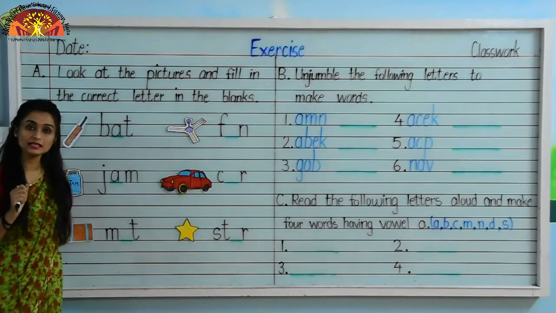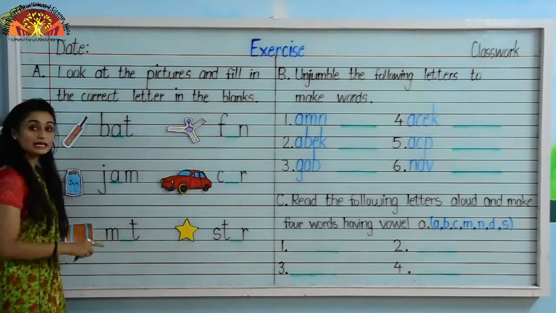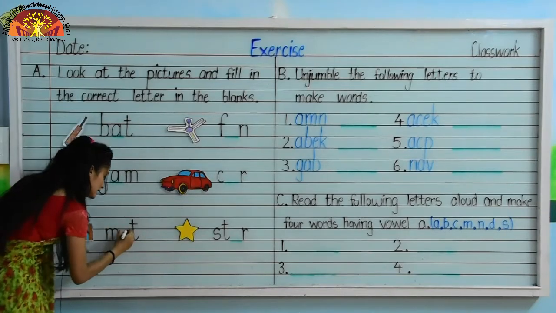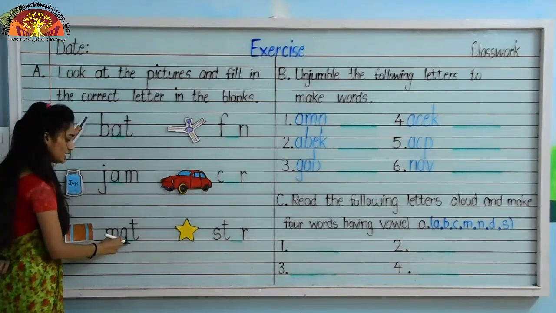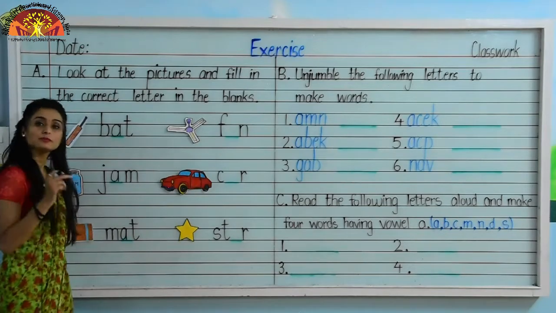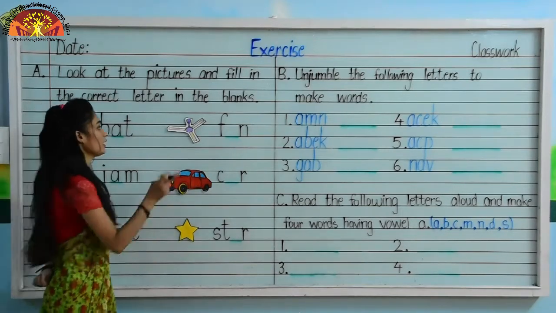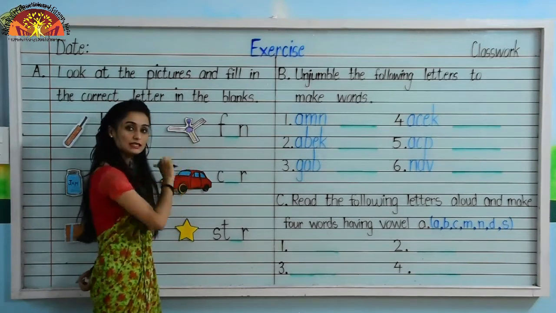Which letter is missing? Yes, letter A is missing. So we have to write letter A over here in this blank, like this. Okay. So our spelling is M-A-T. Mat. Very good. Now come on to the next one. Which picture is this, kids?